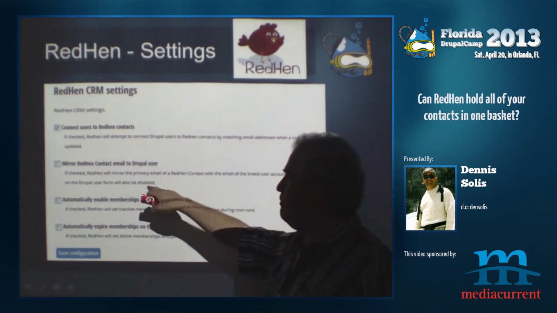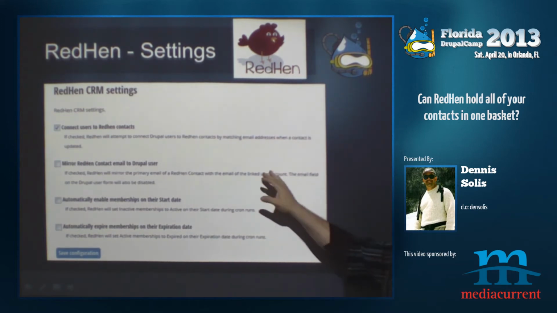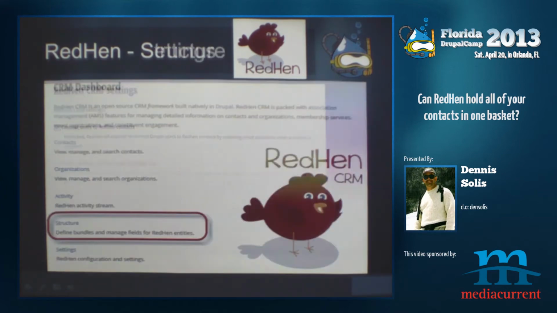The way RedHen connects your contacts and your users is through the email. That's the only way it has right now. So it's going to sync the two based upon the email. What you can do is if you check this box, instead of having to maintain 2 emails, it just maintains 1. So it kind of keeps those in sync for you. Other than that, really nothing exciting. If you're doing the memberships, you can make them active and inactive on their effective and expiration dates.